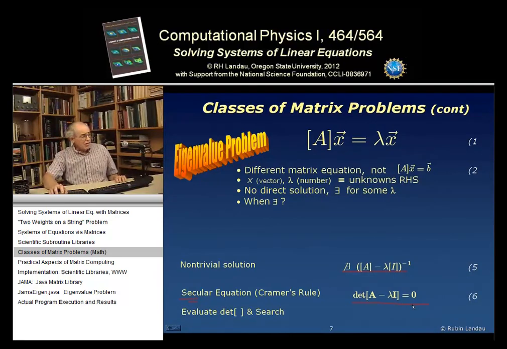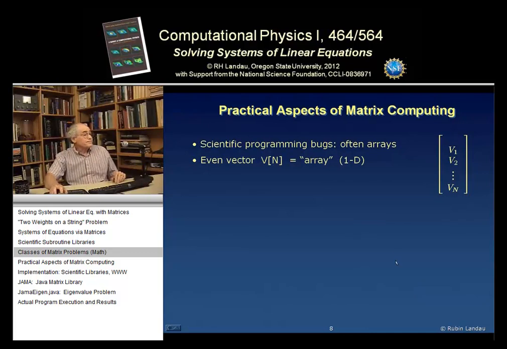So what does that involve? Well, you need to have some library routine which calculates the determinant, which you can do, and then once you know the value of the determinant, you need to search on the values of lambda, different values of lambda, to see which values produce a 0. And that's what the eigenvalue routines do. They do it in their own way. We're not going to talk more about it.